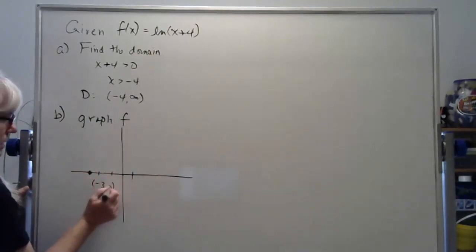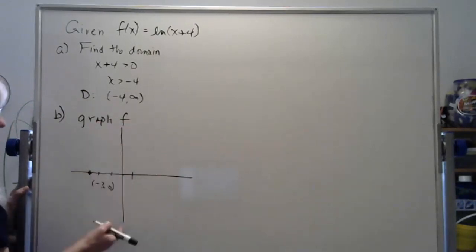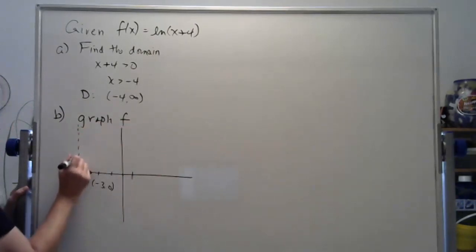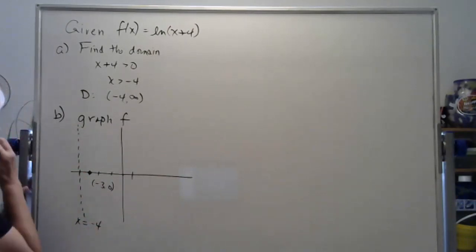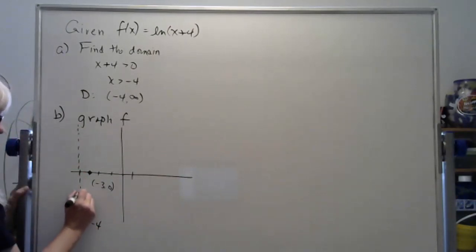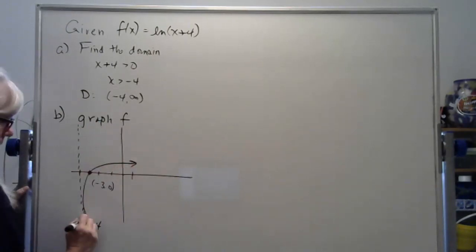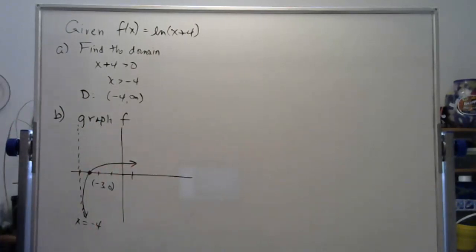So negative 3, 0. The asymptote that should be at 0 gets moved over also. So it's at x equal negative 4. And the graph comes through and does this. So that was easy enough. Comments or questions? Hoping it's tying together in your brain quite well.